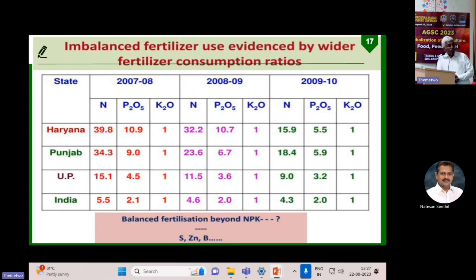The same is visible here. If you see, for example, imbalanced fertilizer use evidenced by wider fertilizer consumption ratios, you see, for example, 17, 18, 7 to 18, 9 to 10, there is a wide variation among N, P and K2O, wherein the ratio is very low for K2O, that ultimately creates a problem of deficiency.